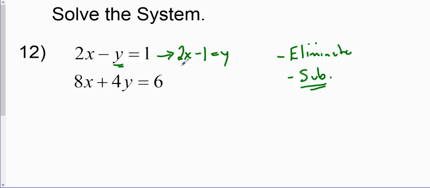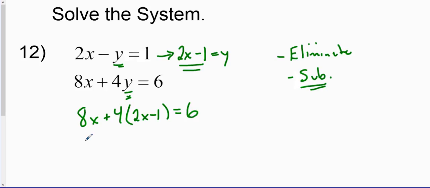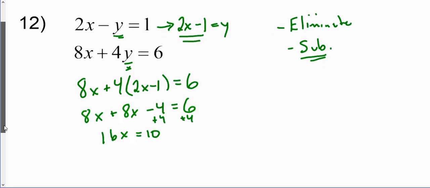Now that I have y, which equals 2x minus 1, I'm going to substitute that in for the y of the other equation. What I'm looking for is an intersection. So we have 8x plus 4, and then we put in our y value, 2x minus 1, and that equals 6. From here, we're going to do a little algebra. We have 8x plus 8x, minus 4, equal to 6. That's 16x. I'm going to add the 4 to the other side, so then I have 10, and now we're going to divide by 16. So x equals 10 divided by 16, which we can reduce by taking out a 2 from each. So we have 5/8 as our solution for x.